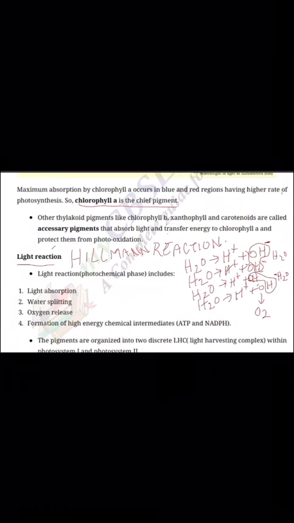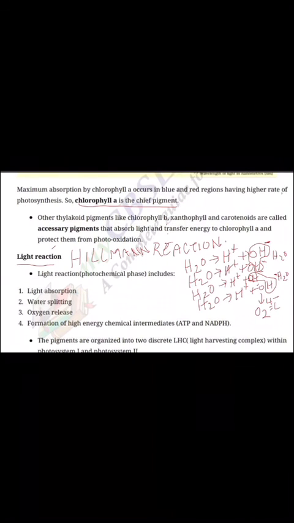When we put this minus, OH minus, OH minus, OH minus, 4 minuses are there. 4 minuses means 4 electrons. So there is a release of electrons. And when we say 4H plus, what are these? 4 protons. So this is the importance of the light reaction. There is a release of not only oxygen and water, but also electrons and protons are released. That's the importance of the Hill reaction.